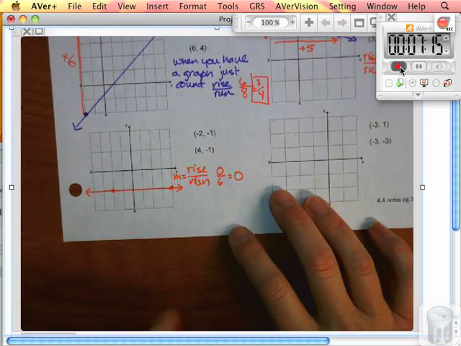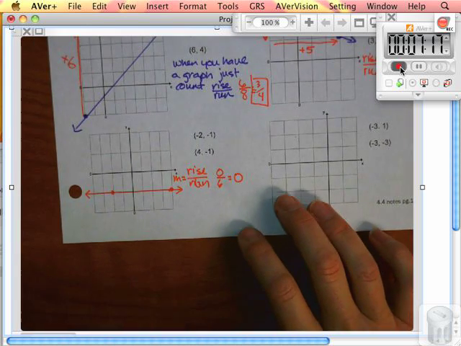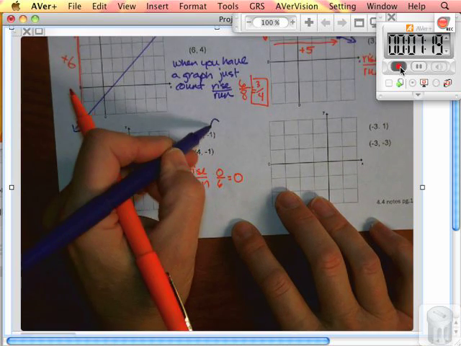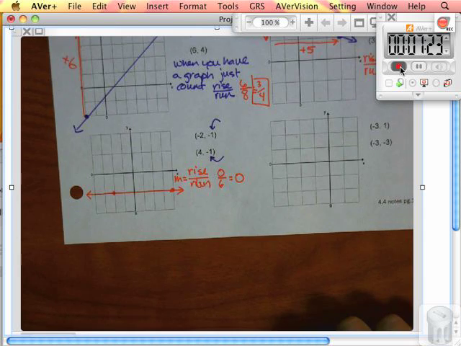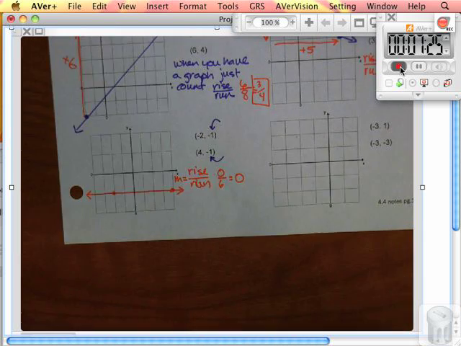Here is another thing I want you to start noticing. What do you notice about the y-coordinates? Both of them are the same. So it's going to be a horizontal line because all the y-coordinates are -1.